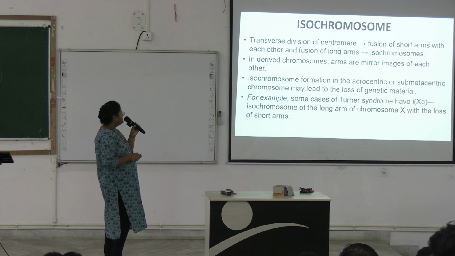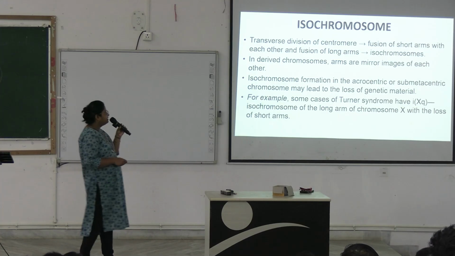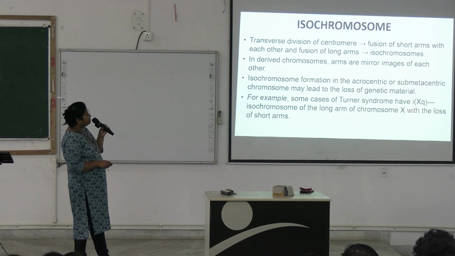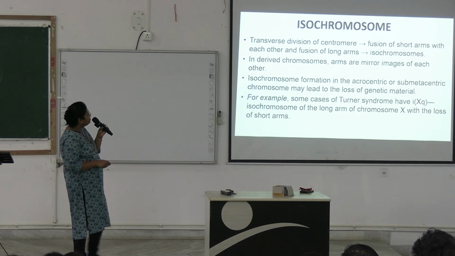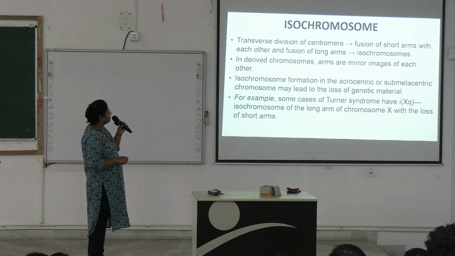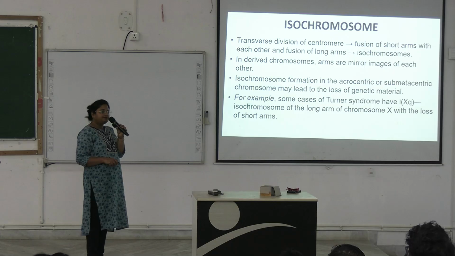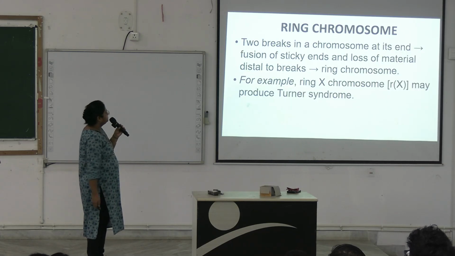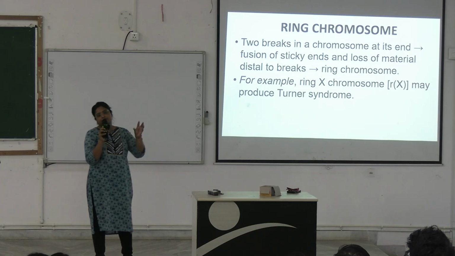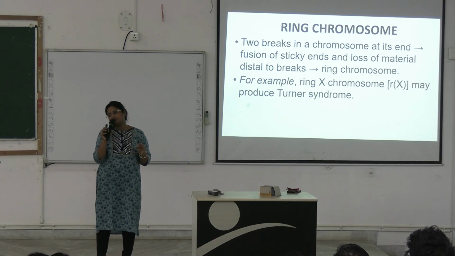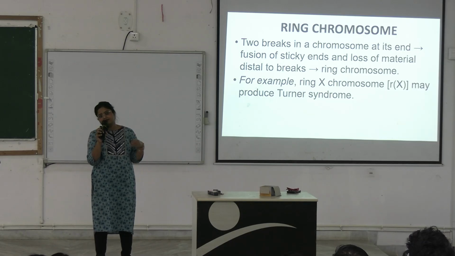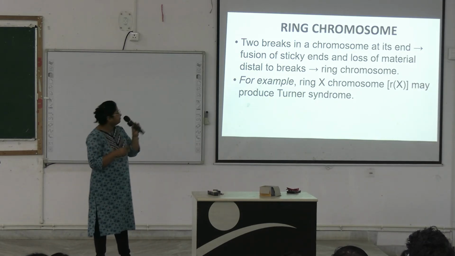Okay, so for example, some cases of Turner syndrome. In Turner syndrome, there is isochromosome formation of the Q arm, isochromosomes of the long arm of chromosome X with the loss of the short arms. Next, in Turner syndrome, because of formation of isochromosome, one of the X chromosomes is lost. Okay, both the P arms will be lost.